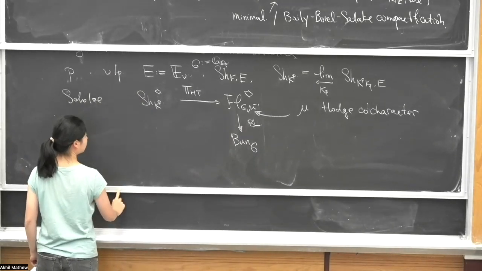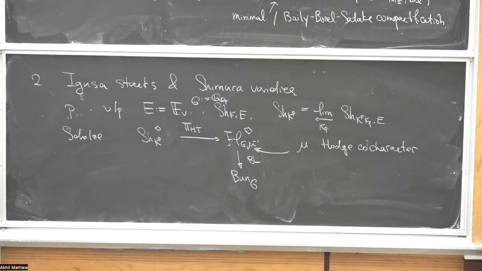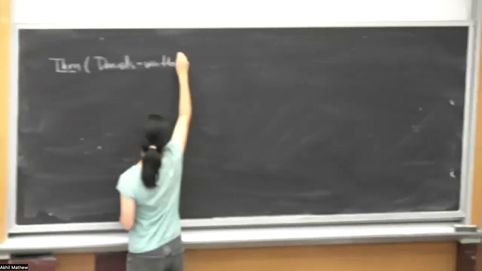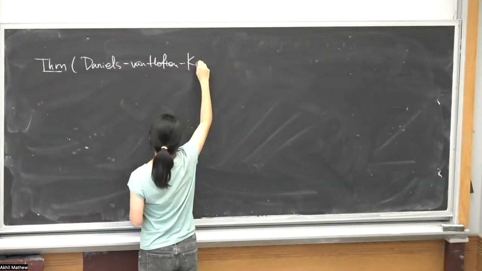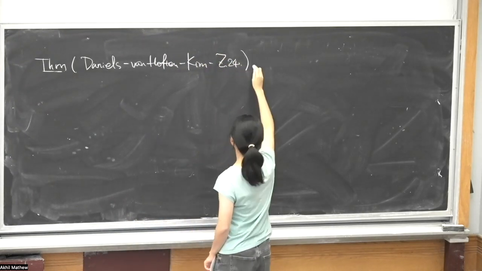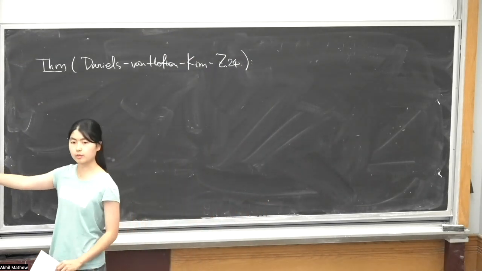So then the main result from the joint paper of Patrick Daniels, Hofen and Daniel Kim is that we have shown in the case of Hodge type Shimura varieties, there's a way to complete this diagram to a Cartesian diagram.